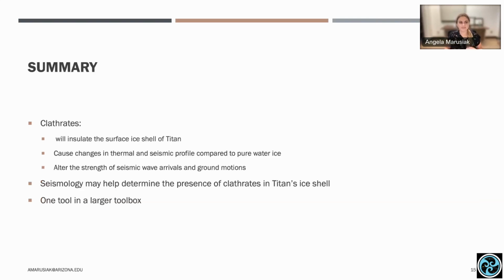What I want to highlight is that clathrates are definitely going to be insulating Titan, so they're going to cause changes in the thermal and seismic profile compared to pure water ice. As we get data back from Dragonfly, if we see that the conductive lid is thinner than we would anticipate, that can point to clathrates being present. And if we can get really high quality seismic events where we can constrain the seismic velocity structure with low uncertainty, that can be one great tool to point to how deep the clathrates are. So seismology can definitely help determine how thick that clathrate lid is, and where clathrates are present in Titan's ice shell.